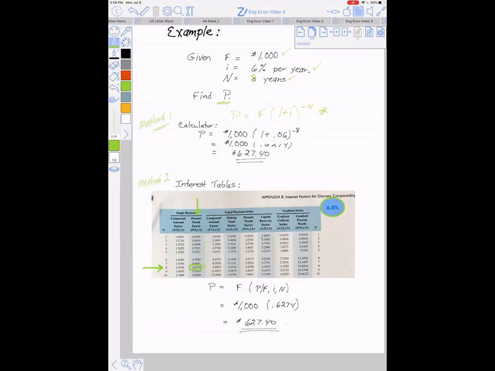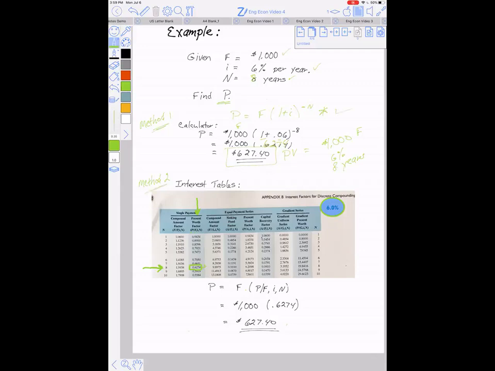So present value, what we're looking for, equals $1,000 future value times (1 plus 0.06 interest rate or discount rate) to the minus 8 power. That's n number of time periods. So 1,000 times, that math works out to 0.6274. And so the answer is $627.40 is the equivalent present value, which is equal to $1,000 in the future, given a 6% rate and a term of 8 years. They are equivalent. That's method 1, using the equation, and you can certainly do that.